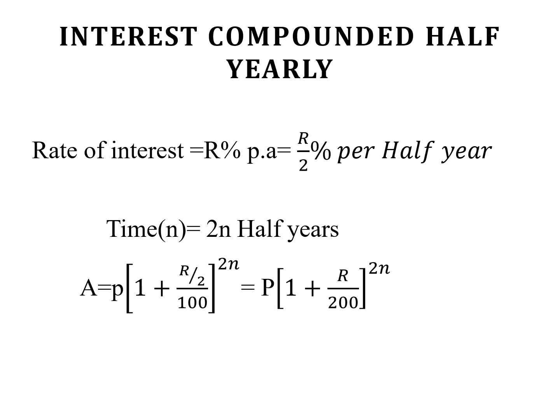The formula for amount becomes A is equals to P into 1 plus R by 2 divided by 100 whole to the power 2n, which is also written as P into 1 plus R by 200 whole power 2n, where P is equals to principal, R is equals to annual rate, and n is equals to time in years, and A is equals to amount.